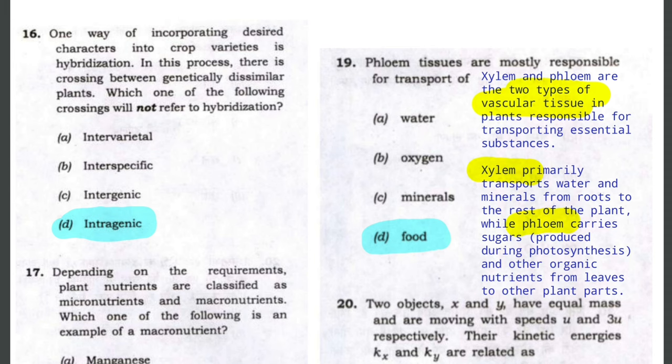Next question is related to hybridization. So one way of incorporating desired characters into crop varieties is hybridization. In this process, there is crossing between genetically dissimilar plants. This is the key point, genetically dissimilar plants. So if there would be two different plants, so it should be inter. So here in option D, it is intra. Intra means between same genes. So D would be the odd one out, so it will be incorrect, and D would be the correct answer.